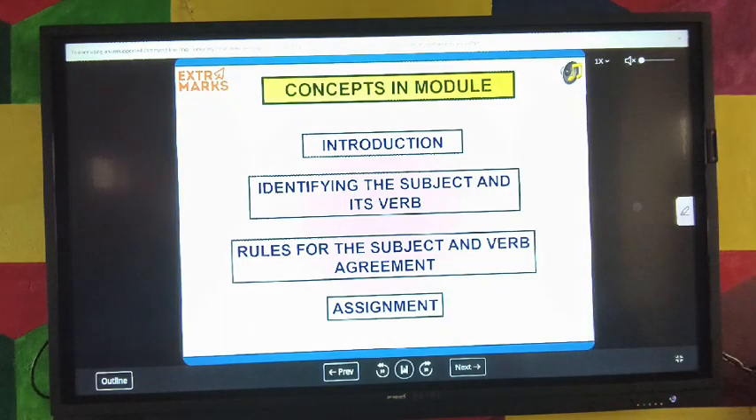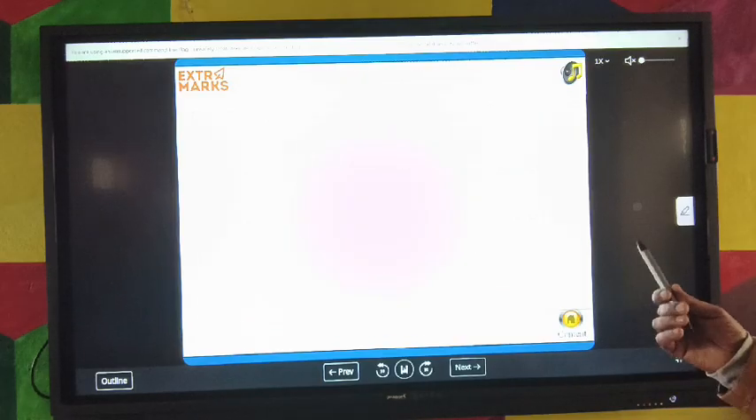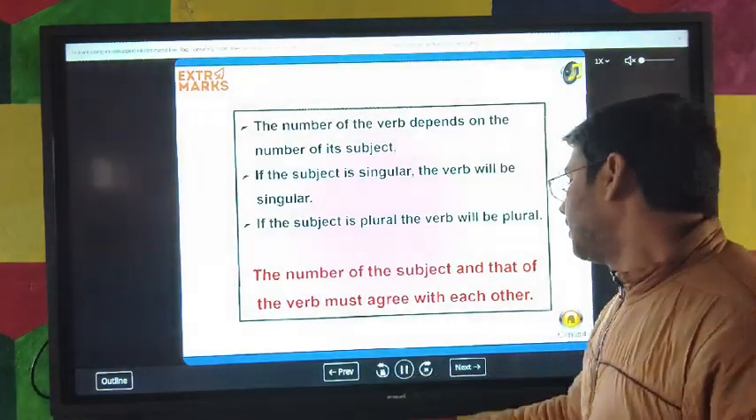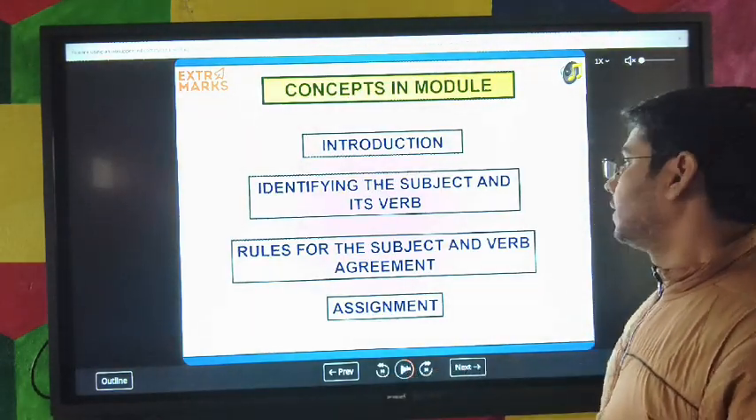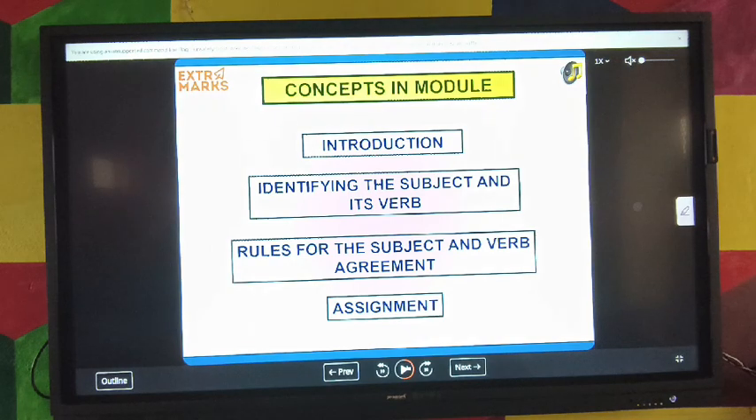The concepts in this module are introduction, identifying the subject and its verb, rules for the subject and verb agreement, and then we'll do assignment.